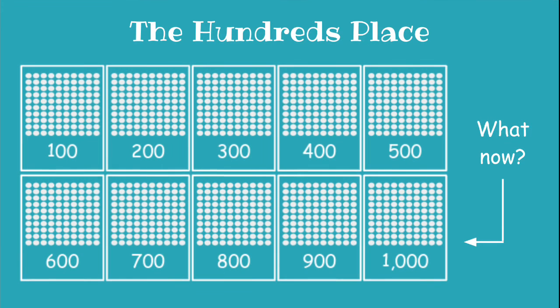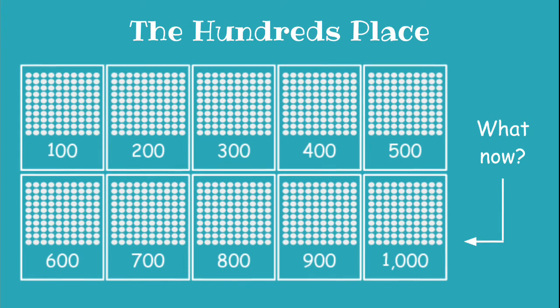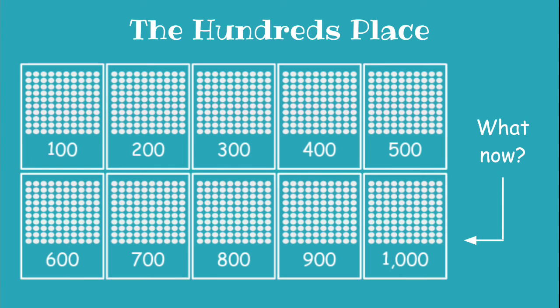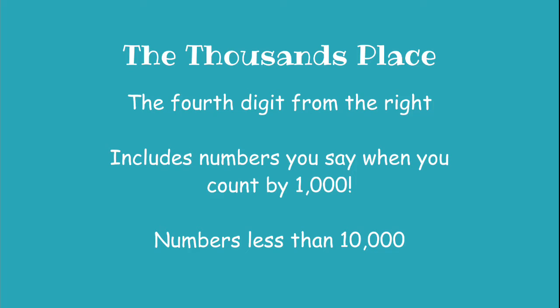When we talked about the hundreds place, we said that it is numbers that you count when you count by 100. But remember, in order to have the hundreds place, we need to have the tens place and the ones place. So, we could use numbers 100, 200, 300, 400, 500, 600, 700, 800, 900. But what happens when we get to 1,000? No surprise here. It takes us to the thousands place.